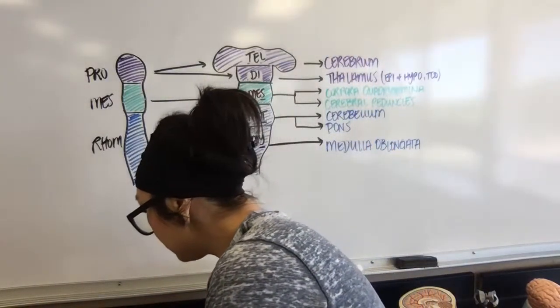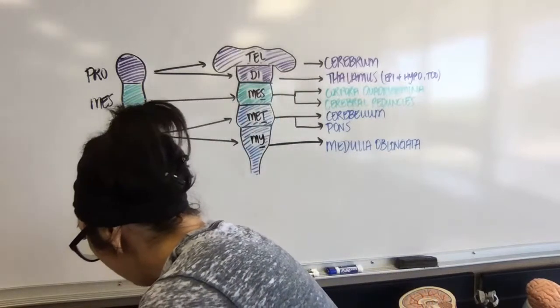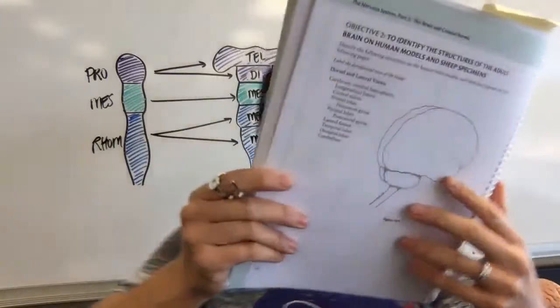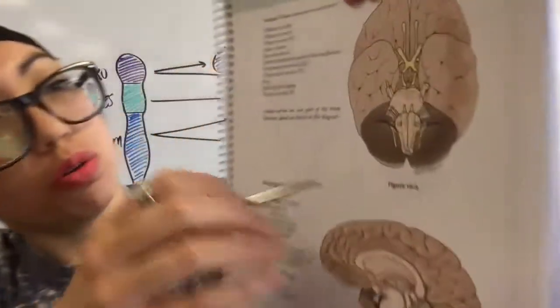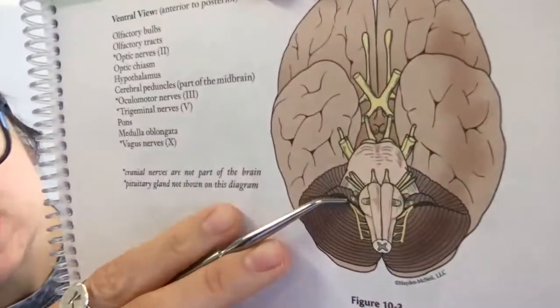And let's see, okay, the vagus nerve. So the vagus nerve in your lab manual, go to the pons, and let me make sure you guys can see this well.